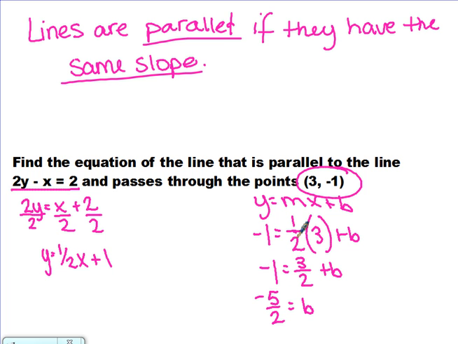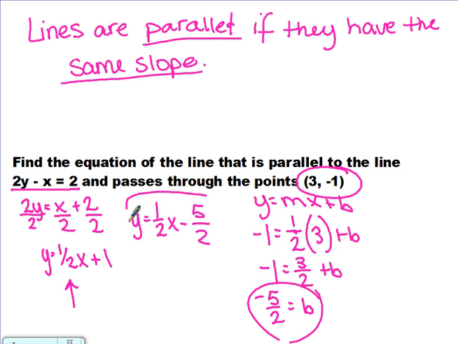We already said that the slope was 1/2 because in parallel lines, the slope is the same. So the new equation for my line is y equals 1/2 x minus 5/2. That's using the new slope as well as the b. That is the new equation of the line.